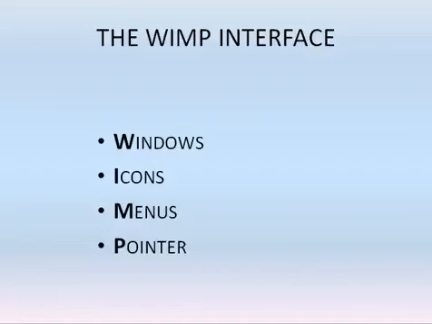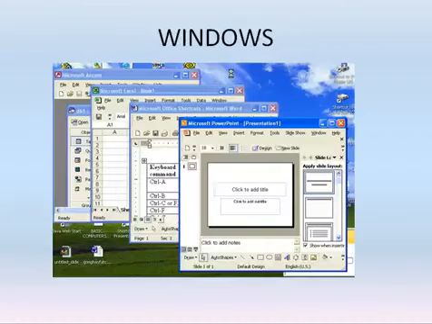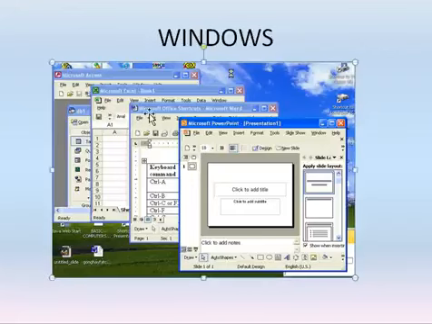The Windows interface is usually called a WIMP interface, that is windows, icons, menus and pointers. Windows, because multiple programs can be opened up in different windows. As you can see, I have opened Access, Excel, Microsoft Word and PowerPoint. So these are different programs, and in different windows different programs have opened up.